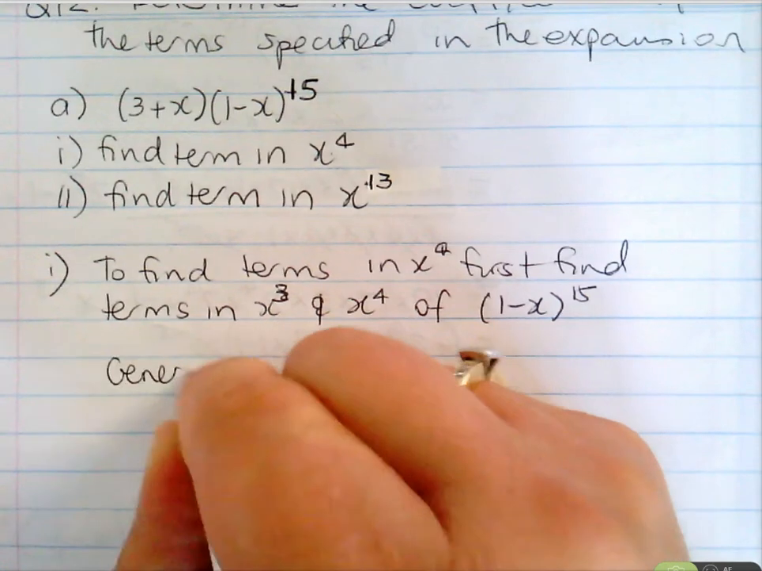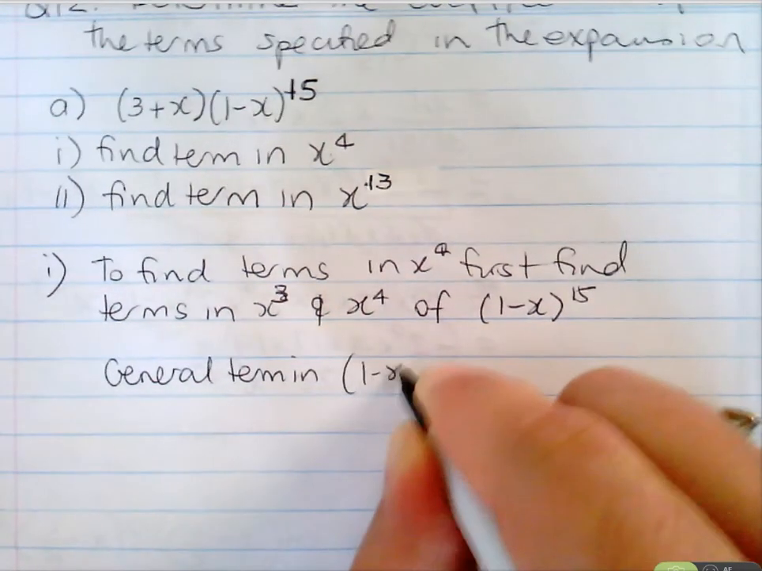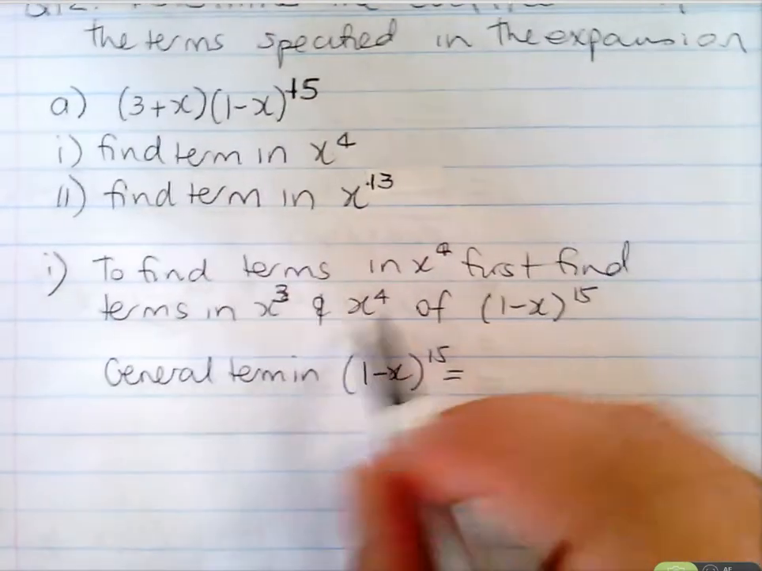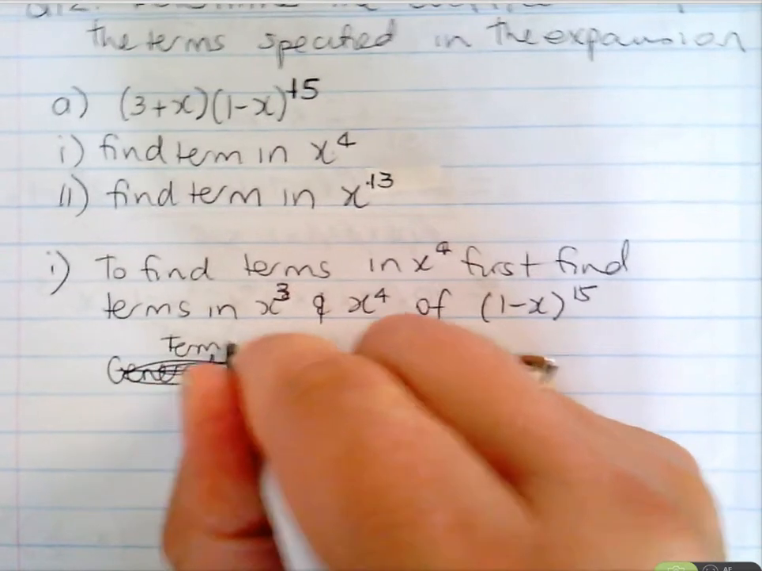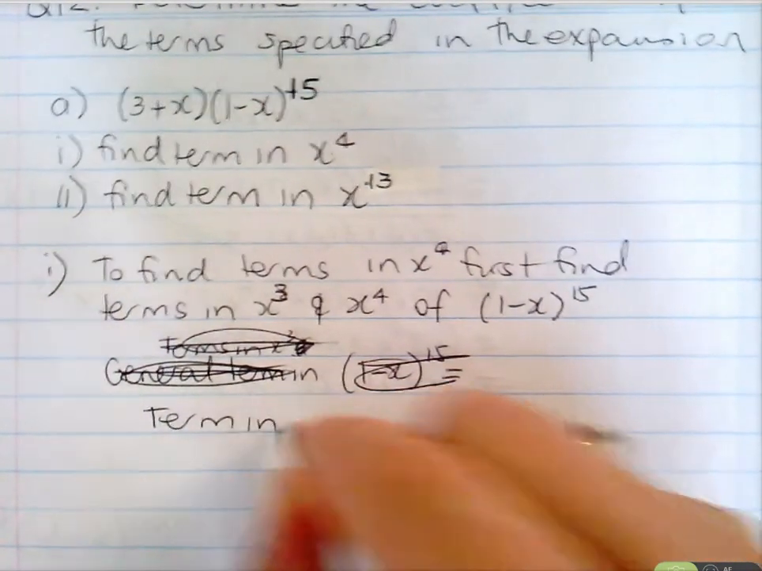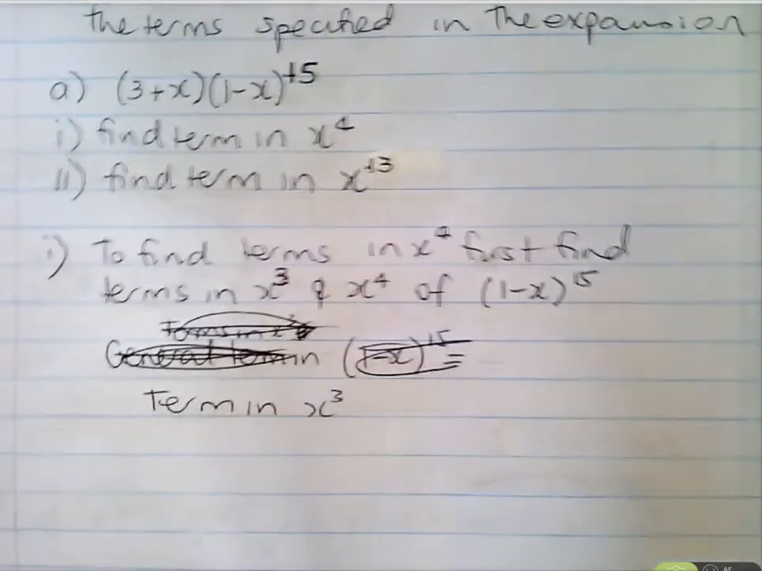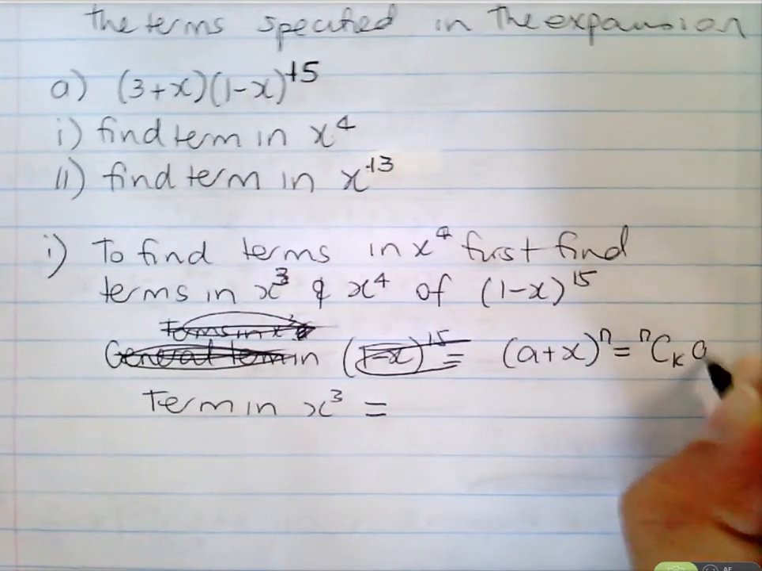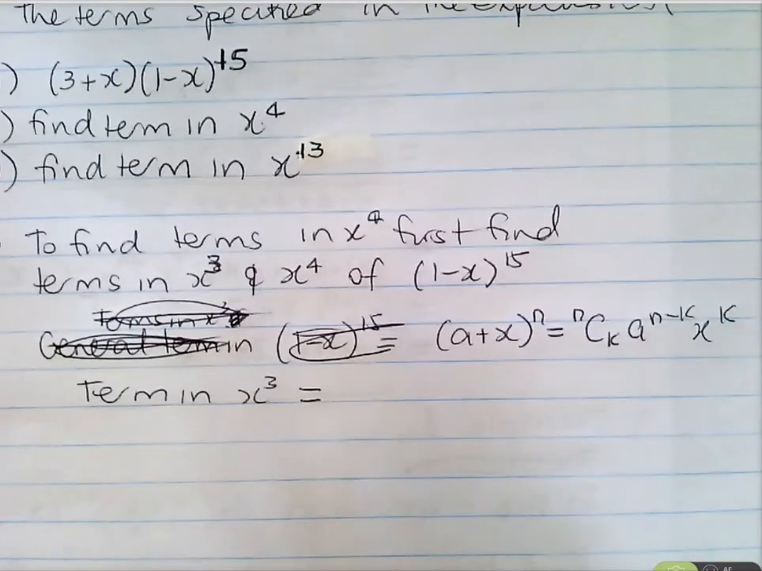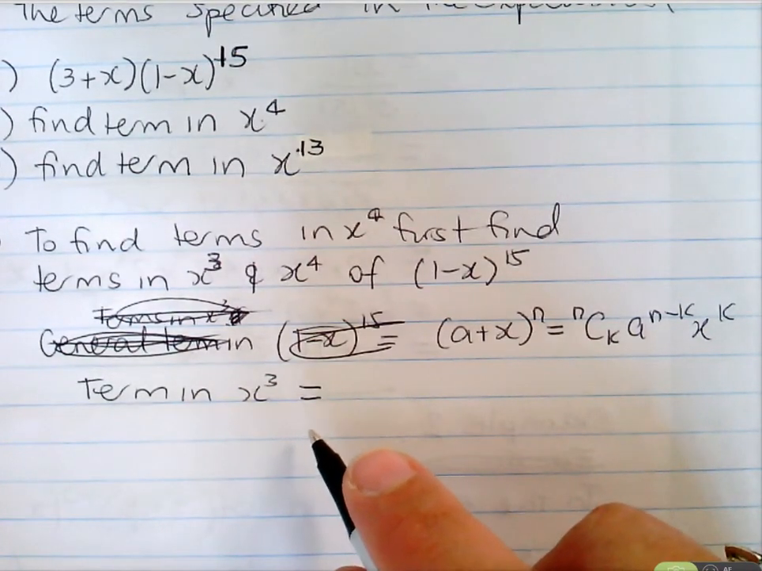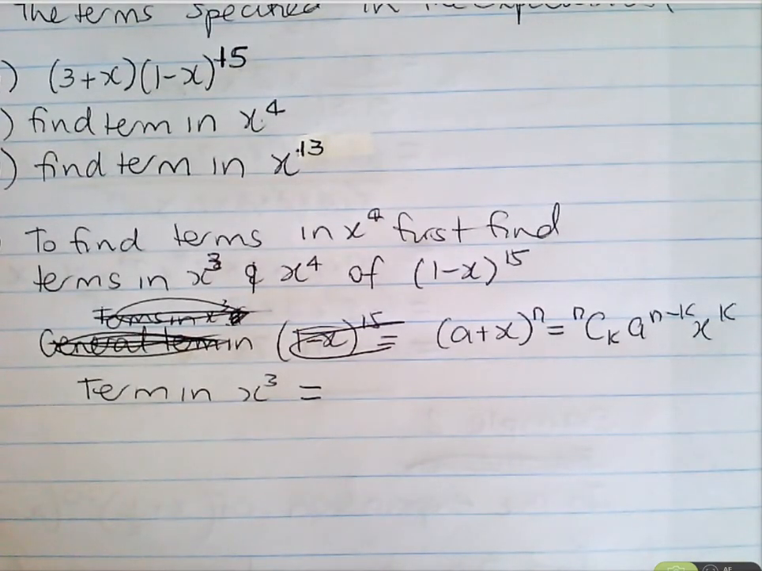So, general term in 1 minus x to the 15 is... Actually, why don't we work out the terms in x cubed and x to the 4 instead of the general term. Term in x cubed. What's the term in x cubed? Because it's just 1 minus x to the 15. All right, I'll write you the general term: a plus x to the n is nCk, a to the n minus k, x to the k. Wouldn't it be... Oh, got a bit of a problem, because it's a negative. Oh, no, it'll be okay.